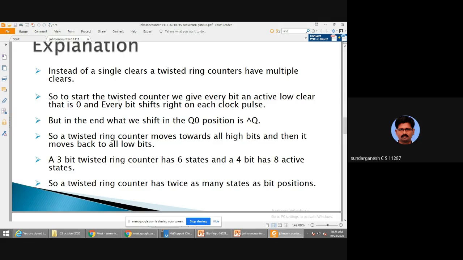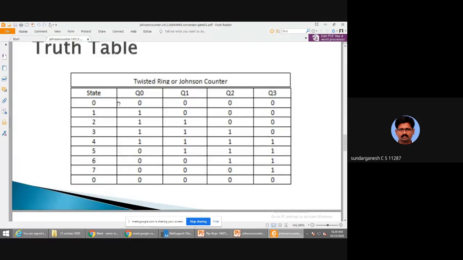This process continues, and at one stage all the flip-flops become 0. When all the flip-flops are 0, the last flip-flop Q bar output is 1, and it is given as input to the first flip-flop. So this process is continuous. If we look at the truth table of this diagram, initially all the flip-flops are 0: Q0, Q1, Q2, Q3. In the second state, Q3 bar is 1 and is given as the input to the first flip-flop, so Q0 will be 1 and the remaining outputs are 0.